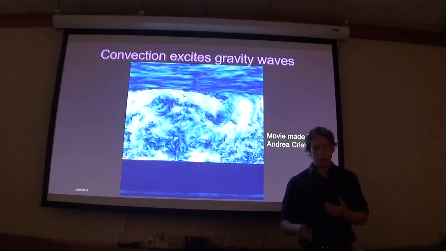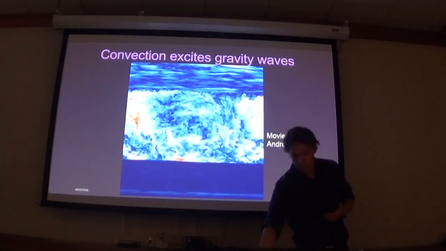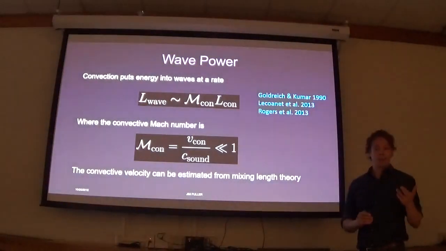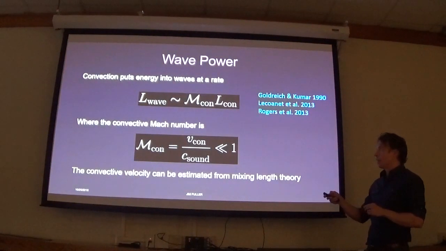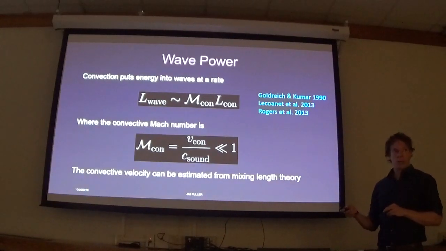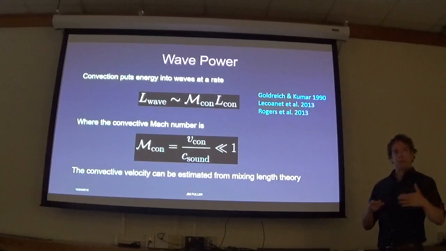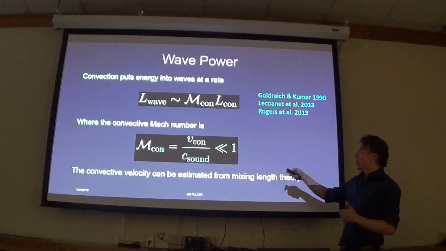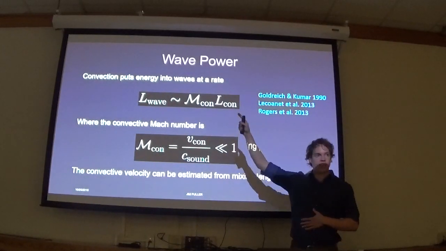The convective energy fluxes in the cores of massive stars can be on the order of 10^9 to 10^12 L_sun in the final years of its life. So I'll go through some of those numbers in a second. But the kind of wave power we expect is a small fraction of basically the convective power. We expect roughly the amount of power going into waves should scale like the Mach number of the convection times the luminosity of the convection.